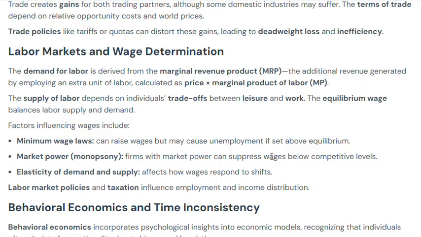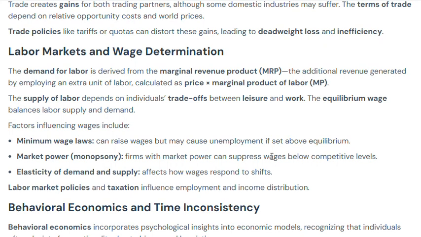Labor market and wage determination. The demand for labor is derived from marginal revenue product, the additional revenue generated by employing an extra unit of labor, calculated as price times marginal product of labor. The supply of labor depends on individuals' trade-offs between leisure and work. The equilibrium wage balances labor supply and demand.